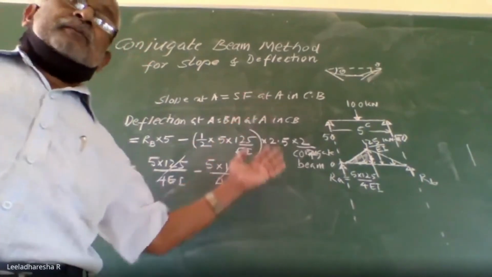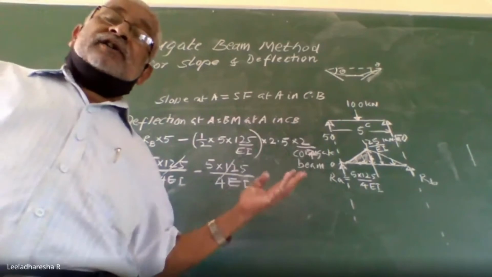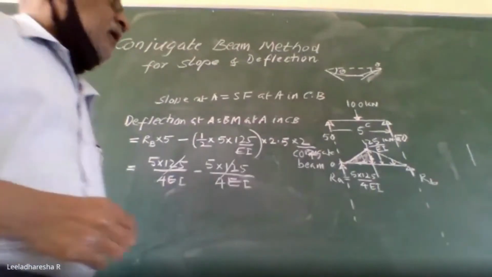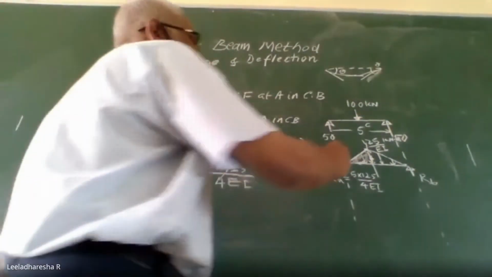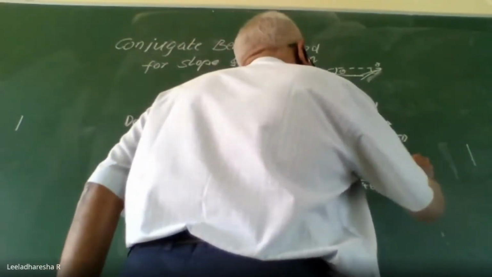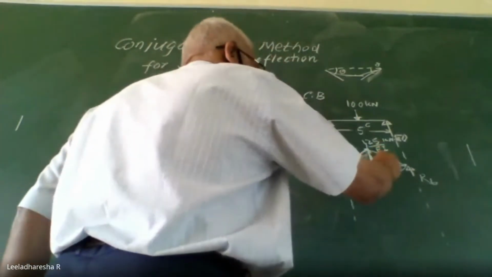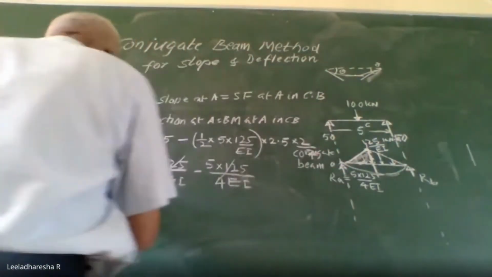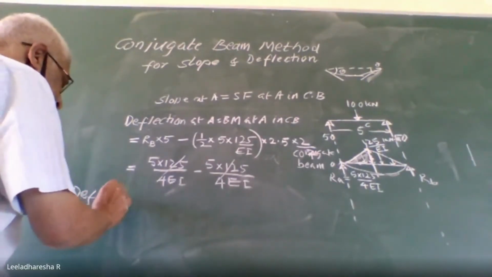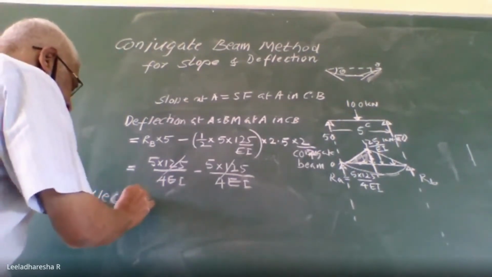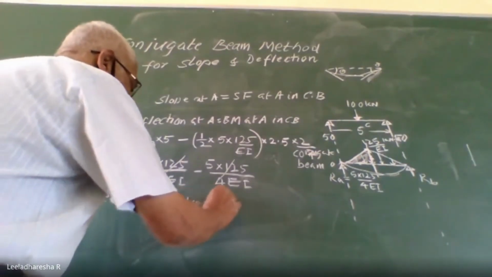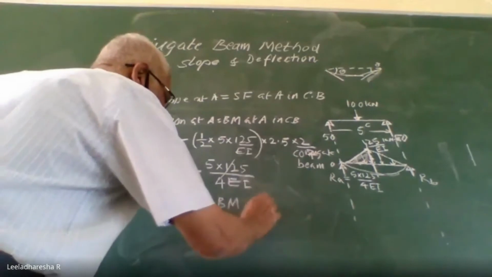Based on the boundary conditions, we already know that the deflection is 0. The deflection is going to be maximum at the center, because the bent-up shape of the beam will be like this. So we say deflection at center is equal to bending moment at C.